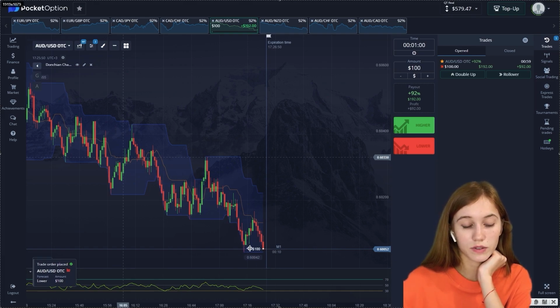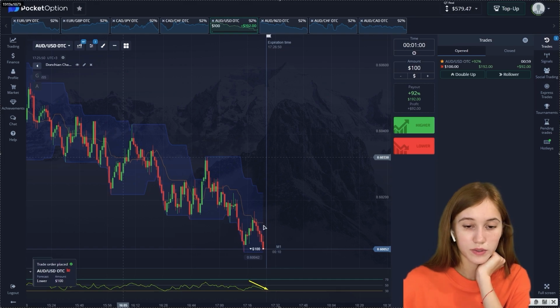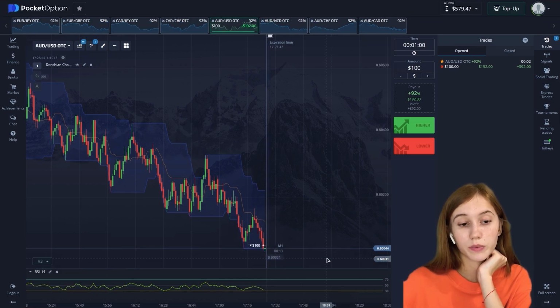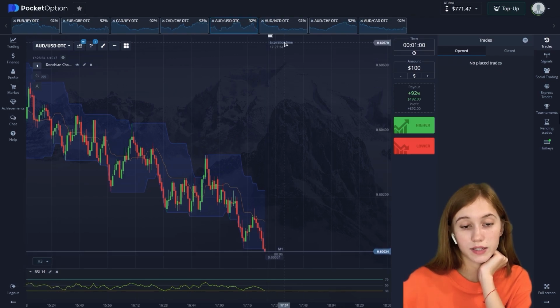The RSI is directed to the lower position and is as close as possible to the oversold zone at the value of 30. According to the downtrend channel, we're also below the average line. We're also approaching the lowest moving average. Yeah, plus deal. And we move on to the next concept.